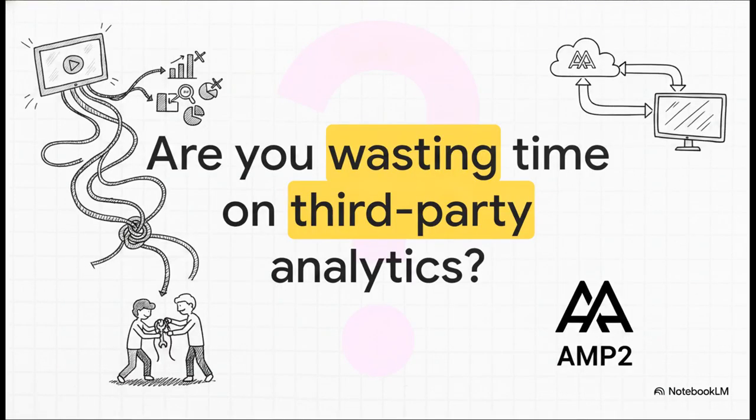Which leaves us with a final, pretty vital question to ask about your own current architecture. How much time is your development team currently wasting on maintaining third-party analytics instead of building your core business initiatives? Think about it. If your data is siloed and your engineers are constantly patching fragile integrations just to see if a single video played correctly on a living room TV, well, it might be time to rethink your delivery strategy and look toward a unified, pre-integrated solution like AMP2.